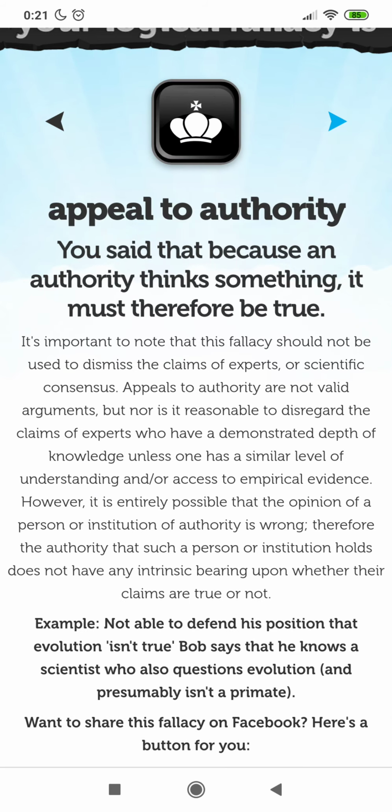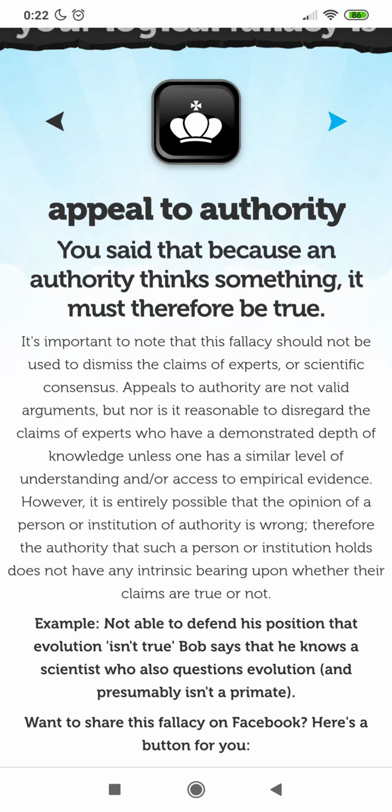Appeal to authority. Magister dixit. You said that because an authority thinks something, it must therefore be true. It's important to note that this fallacy should not be used to dismiss the claims of experts or scientific consensus. Appeals to authority are not valid arguments, but nor is it reasonable to disregard the claims of experts who have demonstrated depth of knowledge, unless one has a similar level of understanding and/or access to empirical evidence.